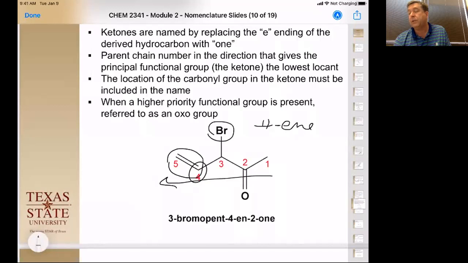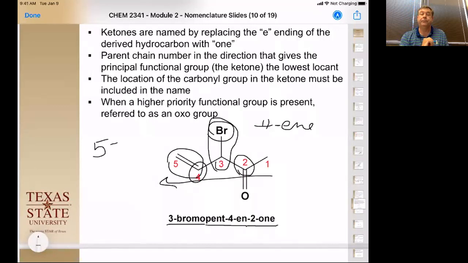We have a bromine, which is a substituent. So our total number is 5. So we have pent, so we have pent-4-ene, and the ketone is on the 2 carbon, so 2-one. And then our substituent halogen is on our 3 carbon, 3-bromo. Okay. See how all these rules are always used in the same way, and we get to the same answer each time.